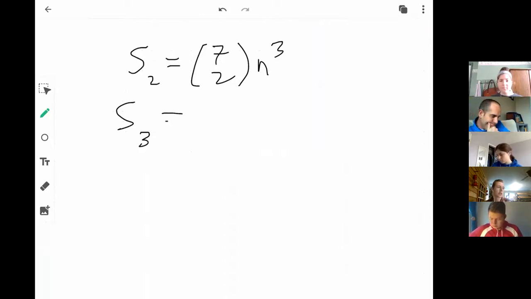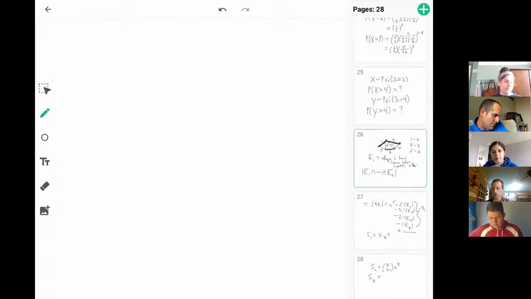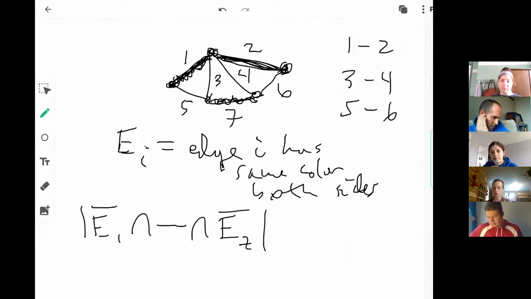Okay, so for S3, I noticed that there are 3 subtriangles in the diagram. And if the edges we pick make up any one of those 3 subtriangles, then we have 3 choices. So that would be 3 times n to the third. And then everything else is going to be requiring 2 colorings. And so the way the book notates that is they say 7 choose 3 minus 3 times n squared. And they add those 2 quantities together.